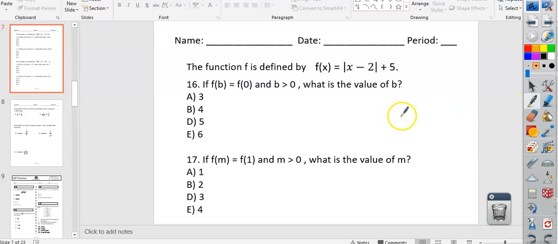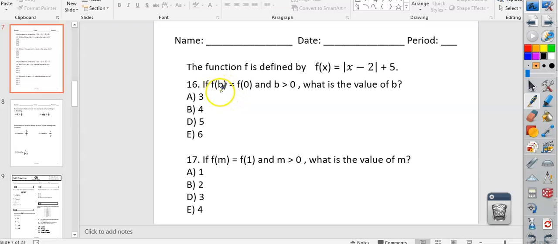This is a continuation of the SAT 3 worksheets. I'm on problem 16, so if you'll find that problem, and it says the function f is defined by, and it gives us this equation. If f of b equals f of 0 and b is greater than 0, what is the value of b?